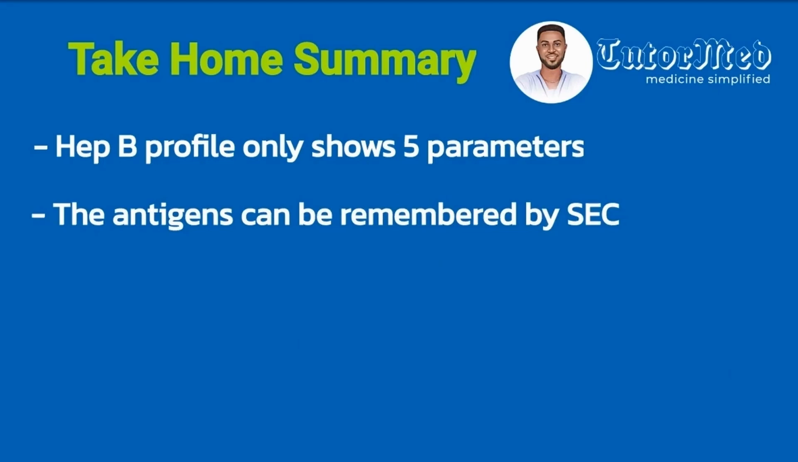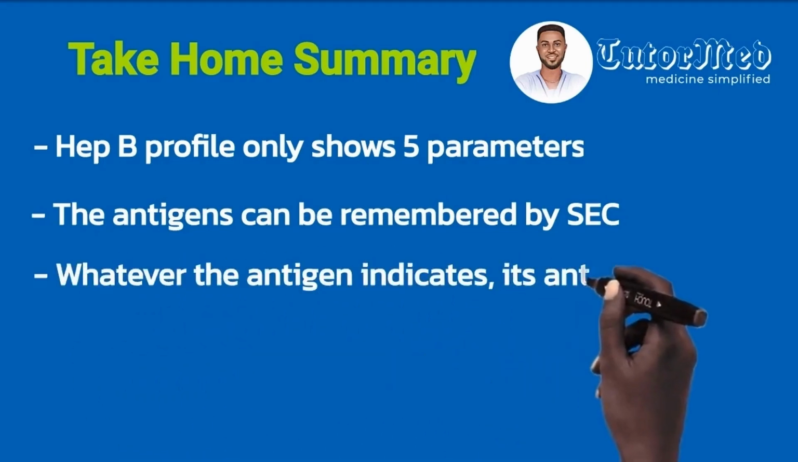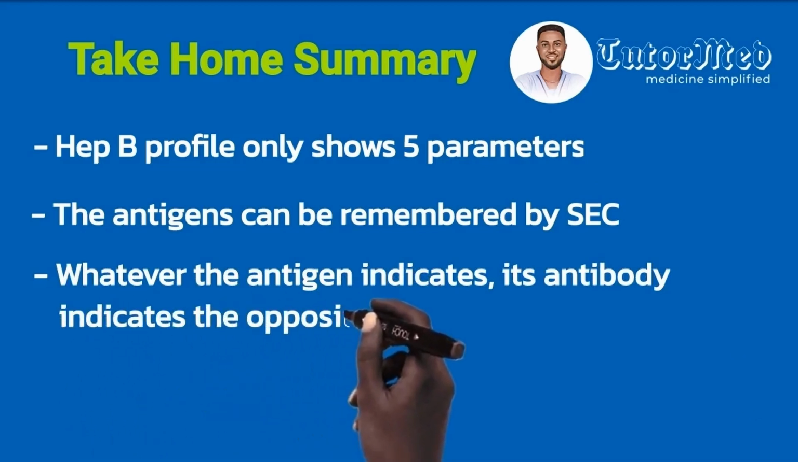The third point is that whatever the antigen indicates, its corresponding antibody indicates the opposite. For example, when the S antigen indicates infection, its antibody is indicating immunity. When the E antigen is indicating replication or multiplication, its antibody is indicating redundancy or the period of muteness.